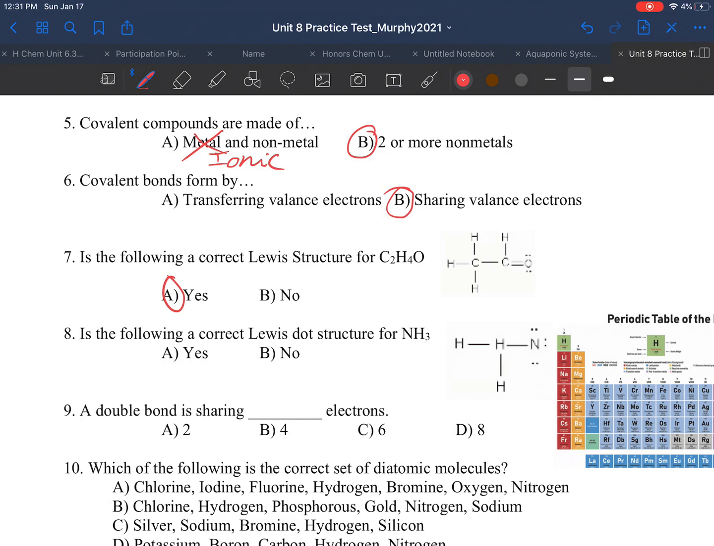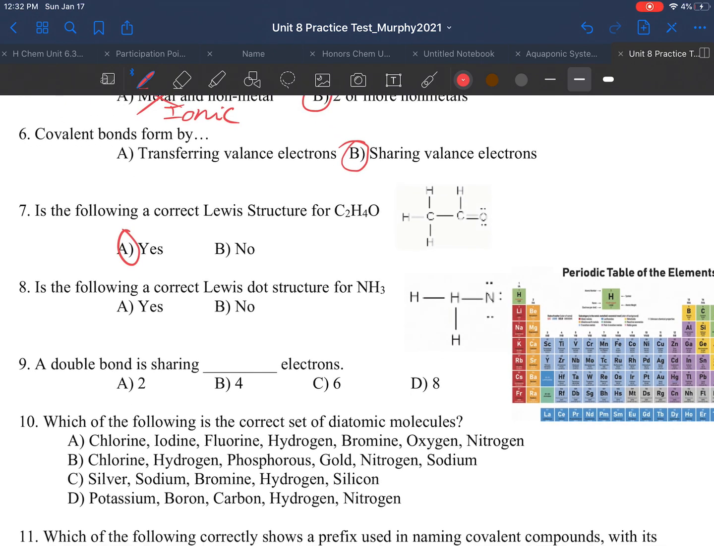Same idea, except now for NH3. And here right away, we can tell it's not, because if we look at this, hydrogen has 3 bonds. Remember, hydrogen only ever makes 1 bond, so that is incorrect.